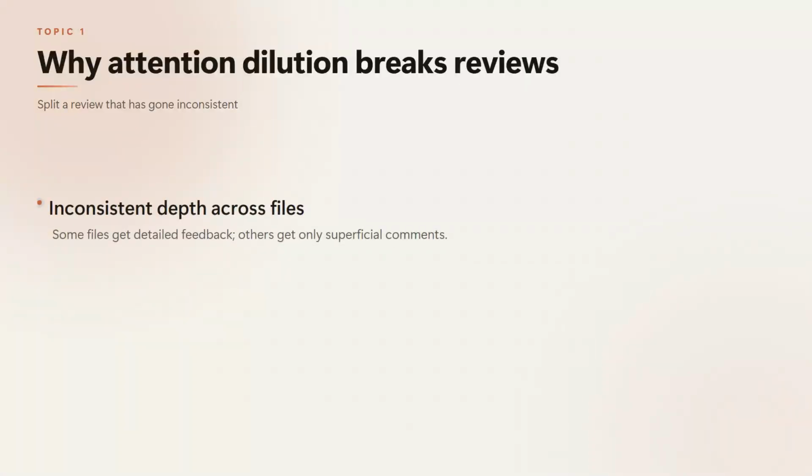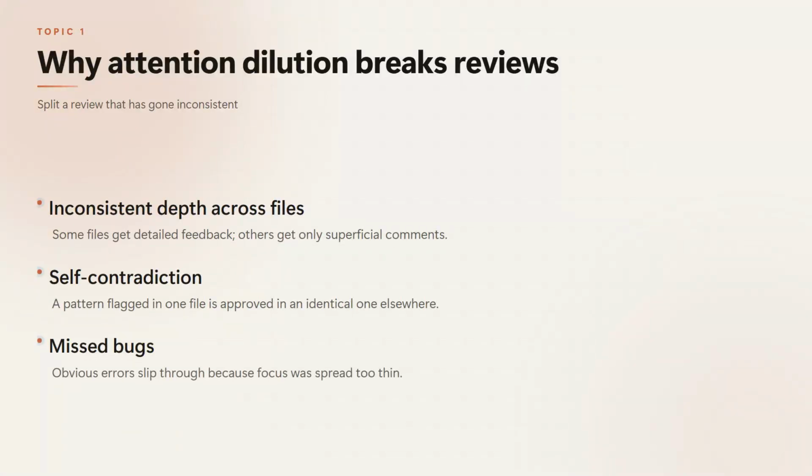Without multi-pass review, a single pass over a large pull request suffers from attention dilution. The model's focus thins out as it tries to hold more and more code in view. In production, this means some files get thorough feedback while others are barely glanced at. Worse, the model can contradict itself, flagging a problematic pattern in one file and then approving the exact same pattern in another file because it has lost track. Obvious bugs get missed entirely.